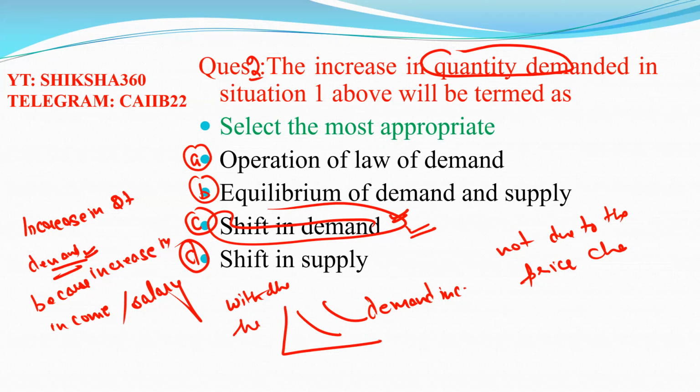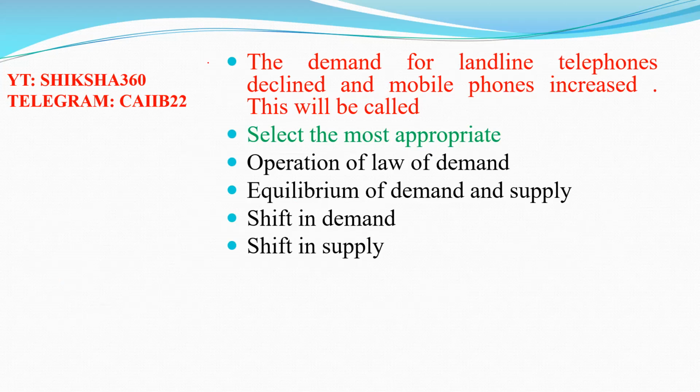Next, move to question number 3. Similarly, this type of question. In this question, what will happen? The demand for landline telephones declined and the demand for mobile phones increased.